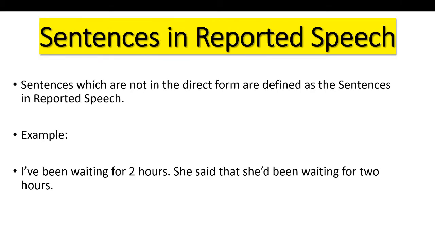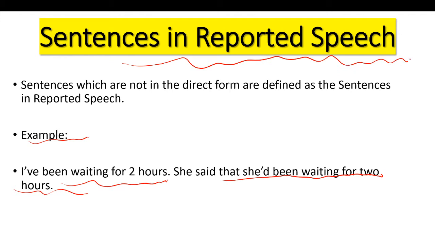Now let's look at sentences in reported speech. Sentences in reported speech are also very necessary. Sentences which are not direct are defined as sentences in reported speech. The example is here: I have been waiting for 2 hours. She said that she would be waiting for 2 hours. So this is a reported speech sentence.